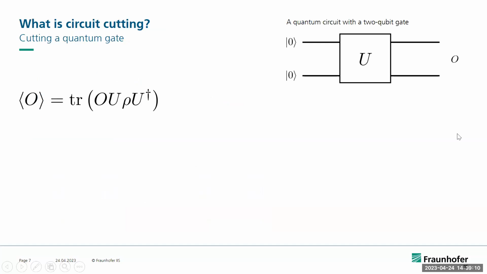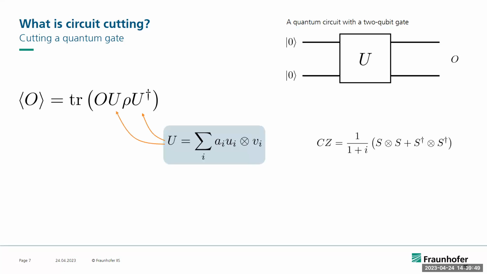Circuit cutting is about the decomposition of quantum circuits in such a way that they disintegrate into smaller partitions, and the smaller partitions can be run on a quantum device. Consider, for example, this circuit on 2 qubits with a 2-qubit unitary, and we want to measure the observable O. The expectation value can be written as the trace over the observable times the time-evolved density matrix. What we could do now is replace these unitary matrices by a sum over tensor products of single-qubit unitaries.